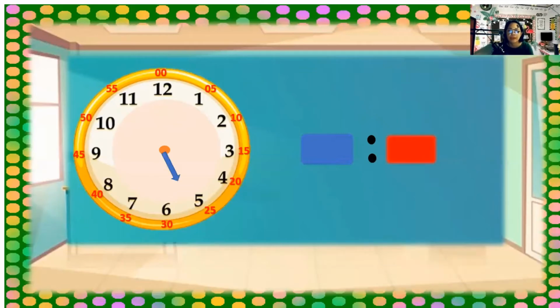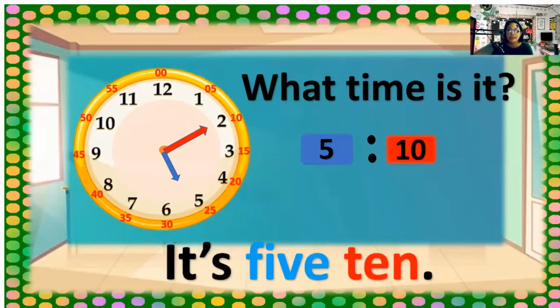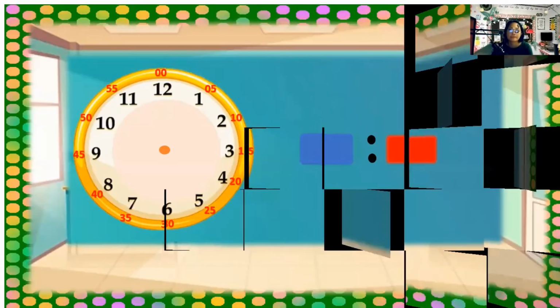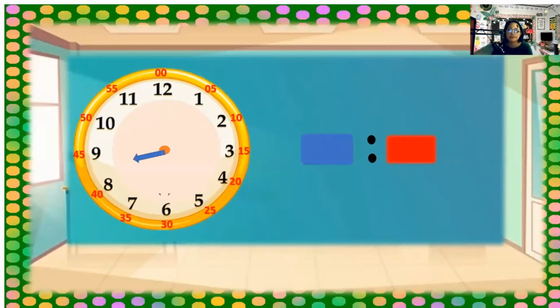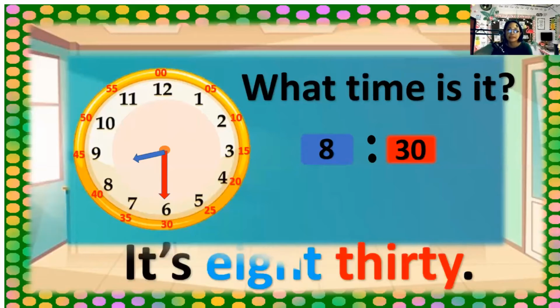Okay, the blue first, the short hand, and then the long hand, which is red. What time is it? Okay, so the 5 first, then the minutes, which is 10. It's 5:10. Let's keep going. What time is it? Okay. It's 8:30.